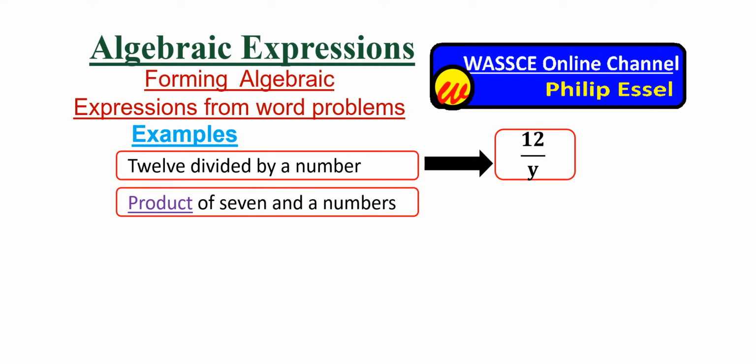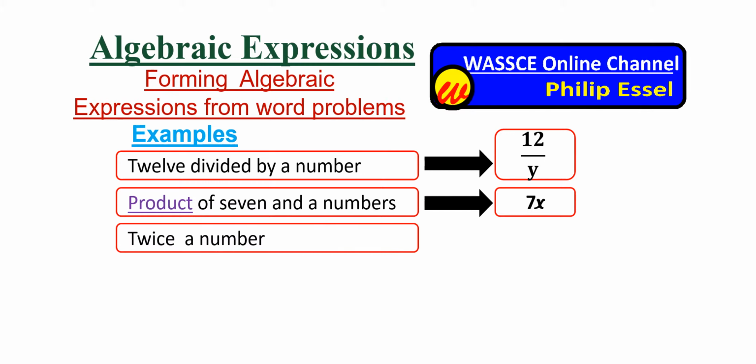Our next word description states product of 7 and a number. Product means multiplication. So the product of 7 and a number simply means that 7, that's the first item, multiplied by a number. The number we do not know, so we will represent it by the variable x. So we would have 7 times x. 7 times x will give us 7x.